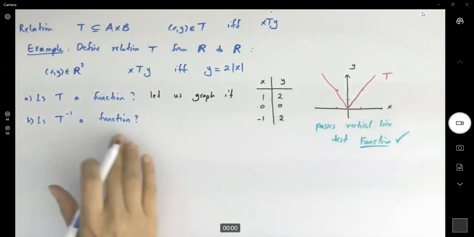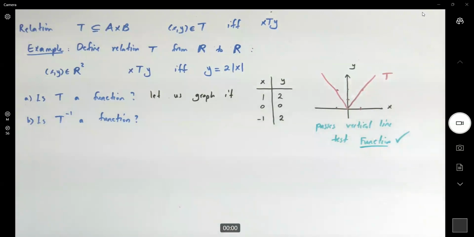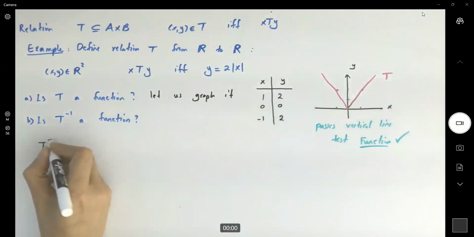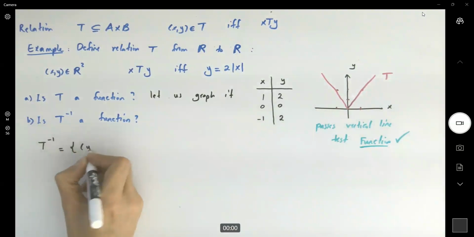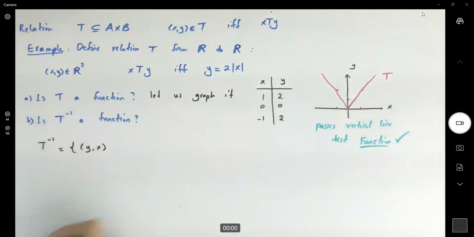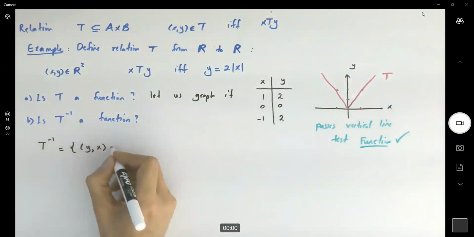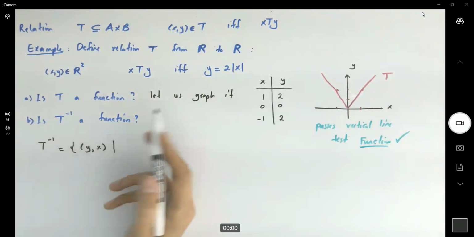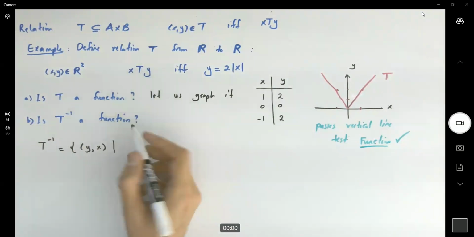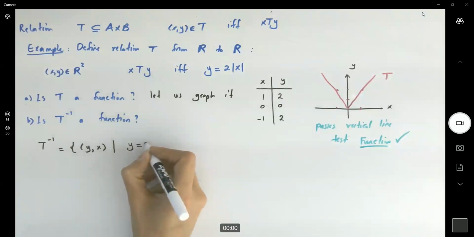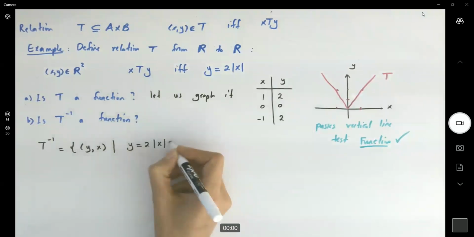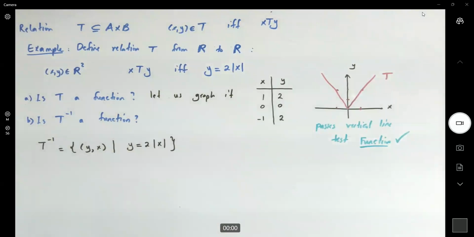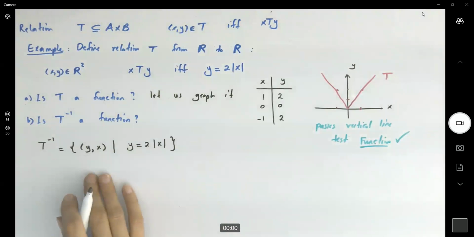Now, what about the inverse of T? We're going to analyze the inverse of T. Recall that the inverse of T is defined as all of those Y and X values such that X is in relation with Y, such that Y is 2 times the absolute value of X. Okay, so how do I visualize this?